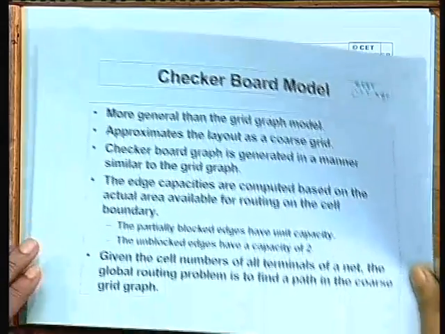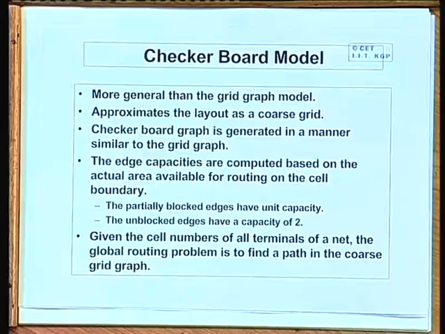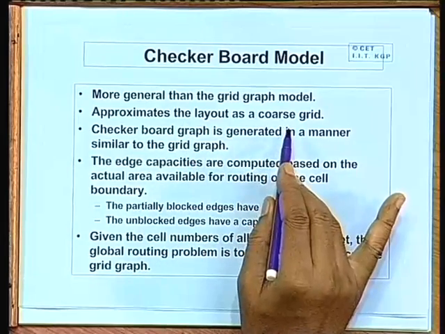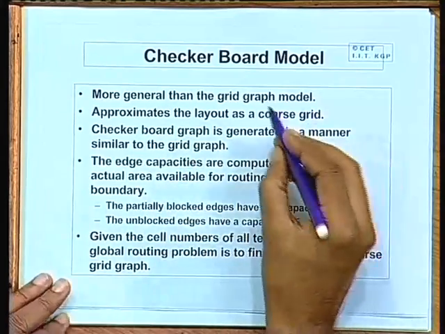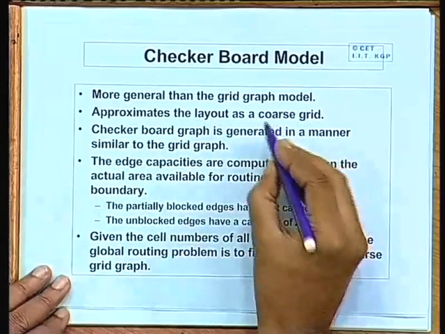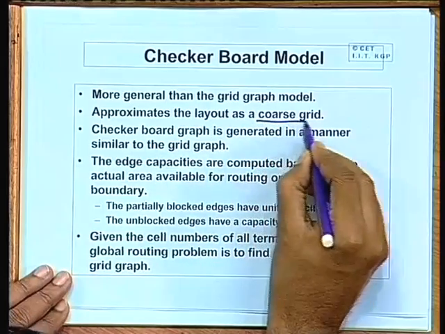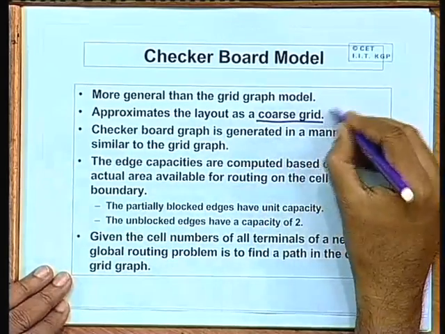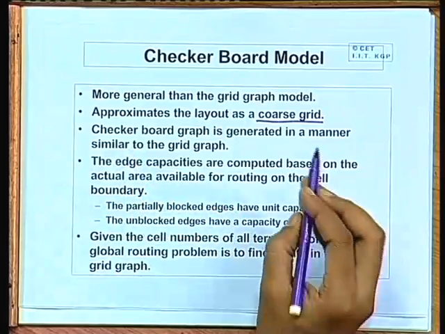Fine. So, a modification of the grid graph model which will consume much less memory is called a checkerboard model or a checkerboard graph. This is also a grid structure with respect to the layout, but it is not a fine uniform size grid as in the earlier case. The layout is represented as a coarse grid where the grid sizes are also unequal. Some grids may be thinner, some may be wider. So, we will take an example.